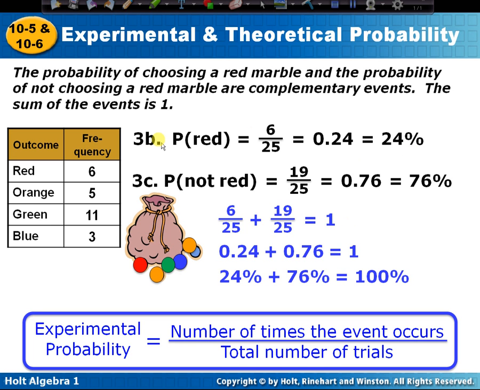So here you have part B and C to number 3. The probability of it being red was 24%. The probability of it being anything other than red was 76%. And when I add the 24 plus 76, I get 100%. When I add my fractions, I get 1. My decimals, I get 1. And my percentages, I get 100. So make sure that you copy down what's in blue here before you move on.